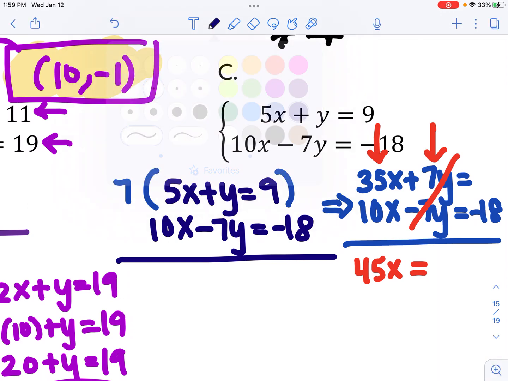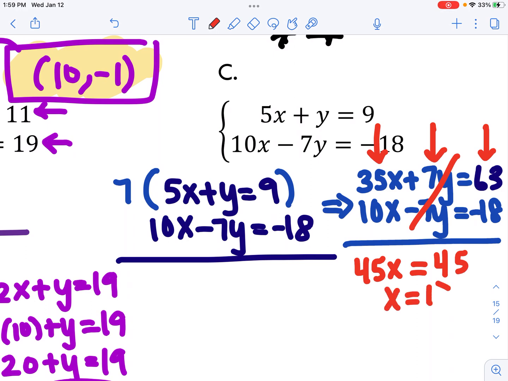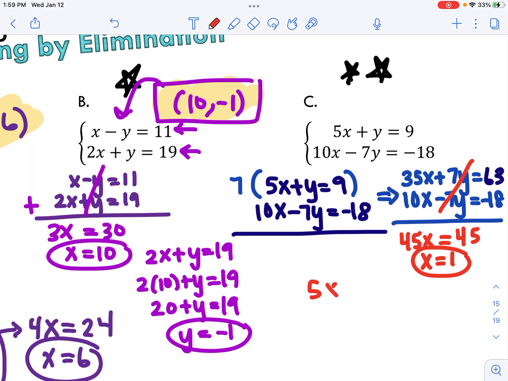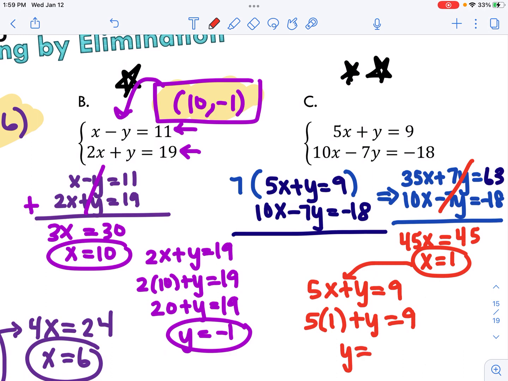7 times 9 is 63. All right, we're going to look at that last column here, 63 minus 18, which gives me 45. So x is equal to 1, getting a little closer. Now, once again, we just choose one of the equations from my original problem to actually solve for y now. I'm going to use that first equation, 5x plus y is equal to 9. I'm going to plug in x for 1. So 5 times 1 plus y is equal to 9. 5 plus y is equal to 4. So my solution here is 1, 4.